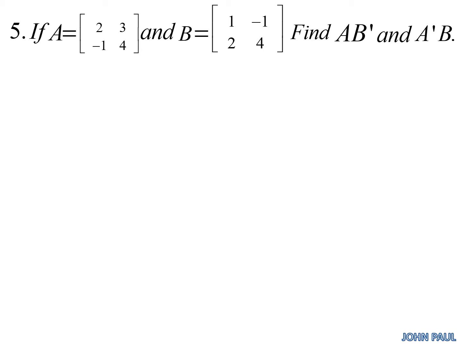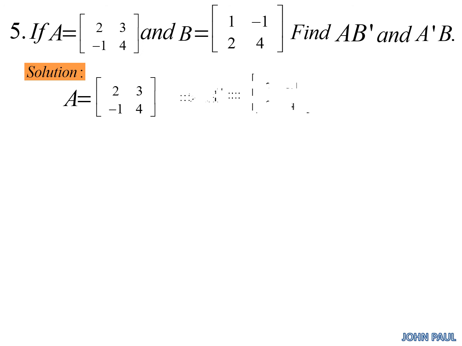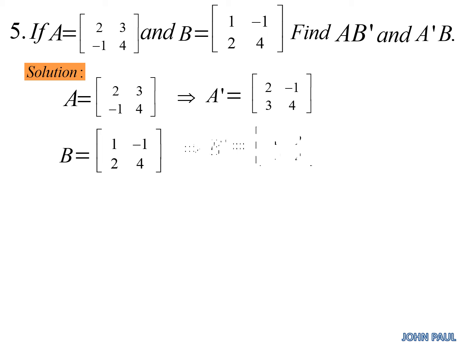Fifth problem: if matrix A and B are given, find AB transpose and A transpose into B. Solution: given A, find A transpose. We know transpose means change the rows to columns. That is, A transpose equals the rows changed to columns. Similarly, matrix B is given, which implies B transpose equals the rows changed to columns.